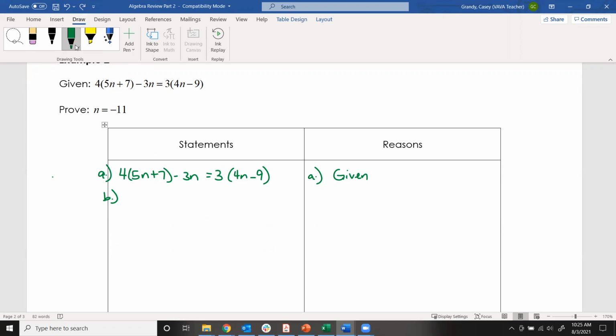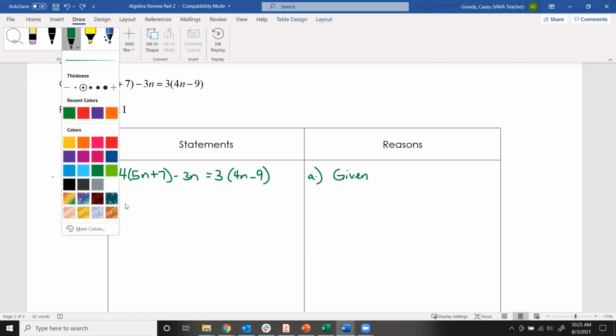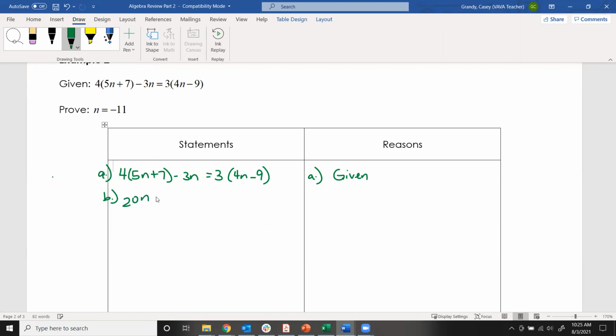We're going to do 4 times 5n. So that gives me 20n. I'm going to do 4 times 7. And that gives me 28. Nothing's happening with that 3n. It's just hanging out here with us for now. Then I'll distribute that 3. 3 times 4 is 12. 3 times 9 is 27. And because it's a minus, we're going to keep that minus. So step B, what did we do? Well, we used the distributive property.